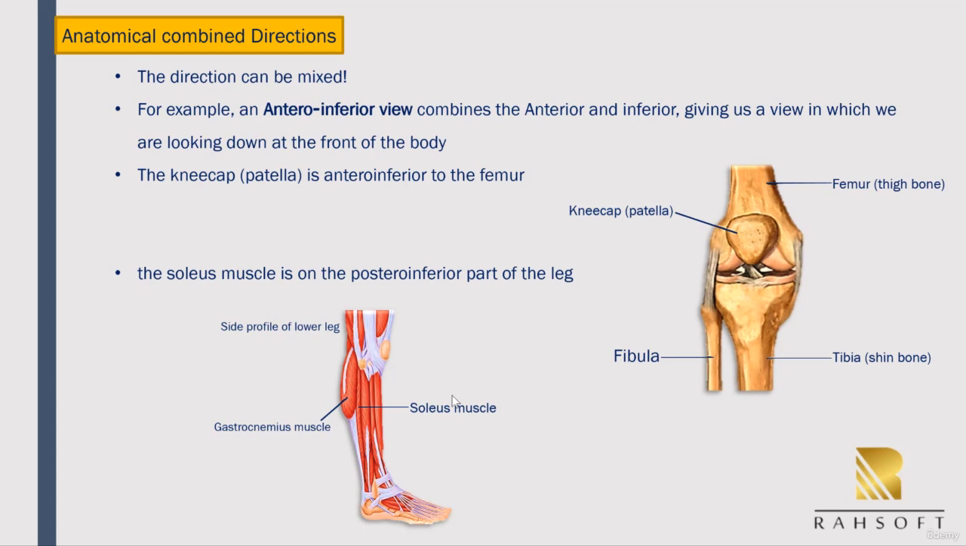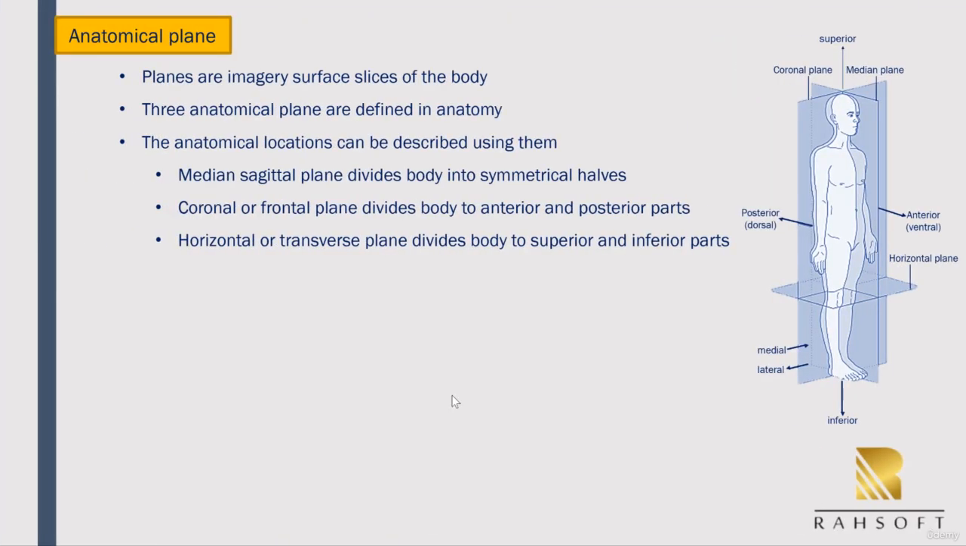In addition to this, another way of looking at the body is through anatomical planes. Planes are imaginary surface slices of the body. As you can see, here's one plane, here's another plane, there's a plane down here, and by using these planes, you're able to cut out a section of the body and look at it from that angle. There are three anatomical planes that are defined within the field of anatomy, and the anatomical locations can be described using the different types of terms and phrases that we looked at.